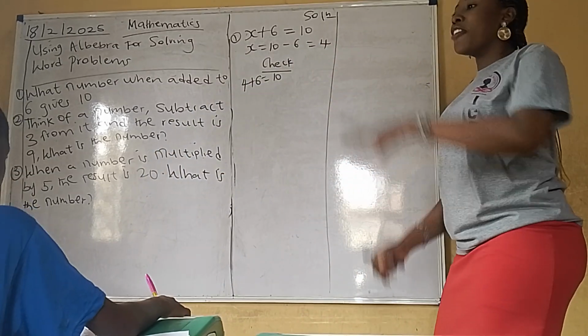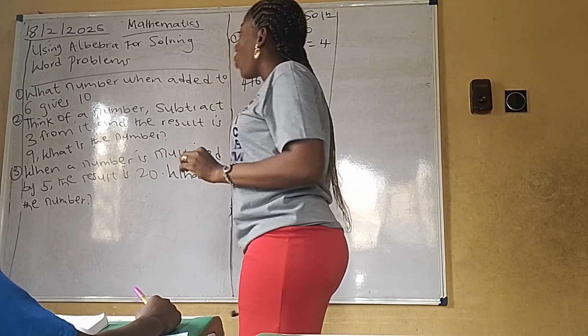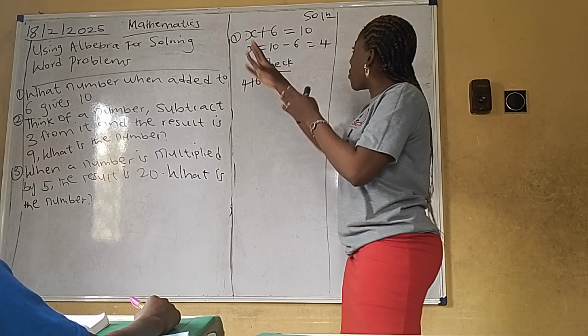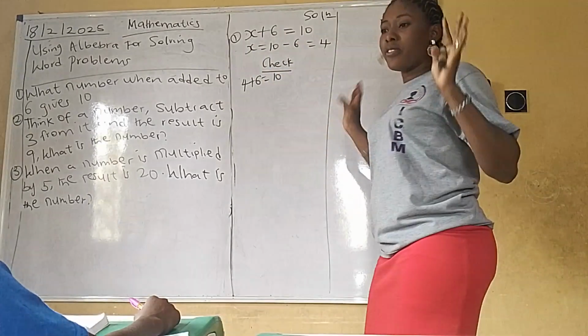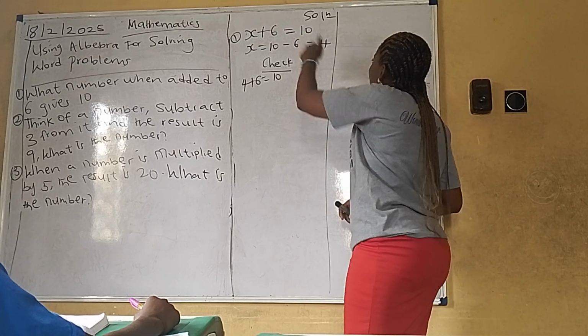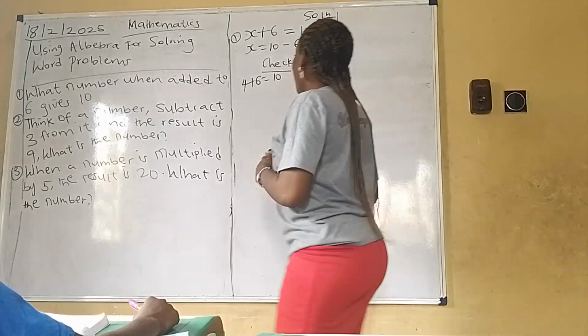Are you seeing it? The first correct thing you should do when solving word problems related to algebra is to give the right expression. If you can give the right expression, then you can solve it. If our expression was wrong here, there is no way we will be able to get the correct answer. Are we clear? Okay, let's move on.